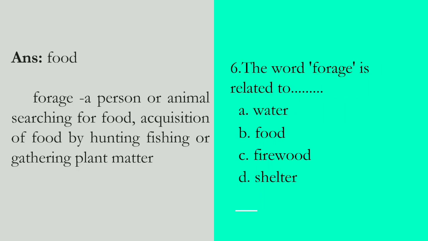Now we will move on to the next question. The word forage is related to, that also I explained, the camels are looking for their food. These two humped Bactrian camels foraged in the dune. Towards the end of the first paragraph, you can see that line. The word forage is related to food. The meaning of the word forage is a person or an animal searching for food, or any kind of acquisition of food by hunting, fishing, or gathering plant matter. That is termed as forage.